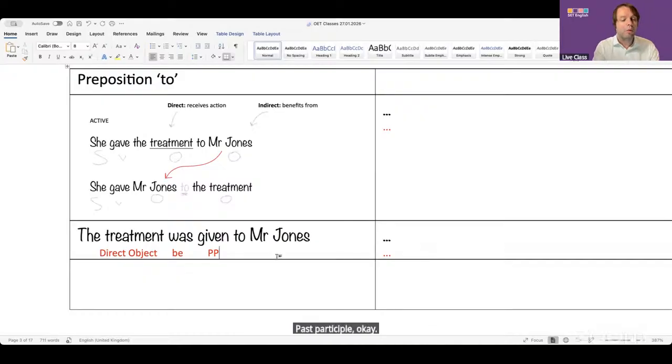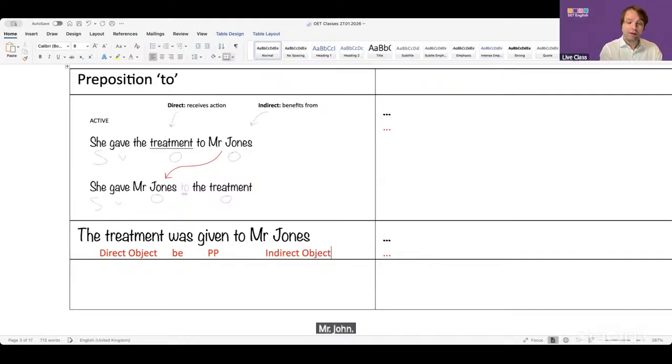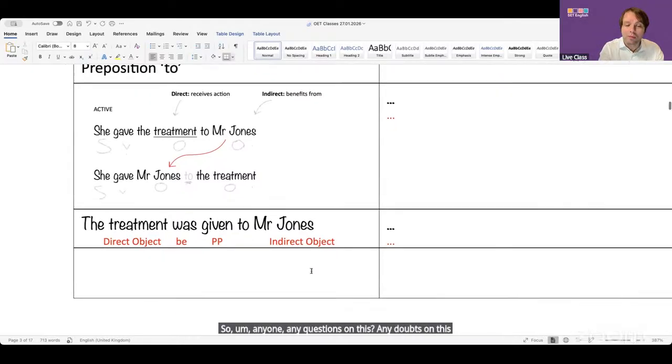Okay. So where's the indirect object? Everyone, where's the indirect object? Mr. Jones. Okay. So, any questions on this? Any doubts on this? The treatment was given to Mr. Jones.